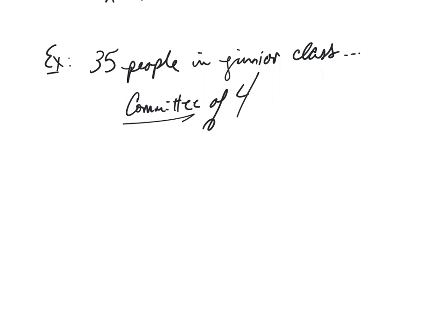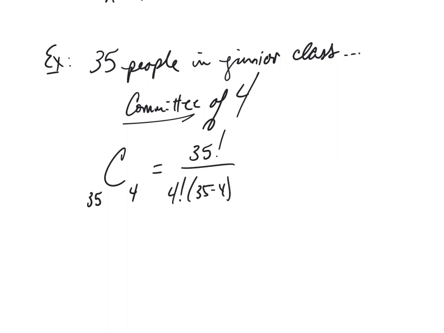Well, with a committee, the order doesn't matter. It doesn't matter if you're first, second, third, or fourth. All of the people have the same responsibilities and power, so it doesn't matter. Therefore, we're going to call it a combination. So we'd be asking for the number of combinations of 35 people selected 4 at a time. Using the formula, that would be 35 factorial divided by 4 factorial times 35 minus 4 factorial. And if we do the subtraction, 35 minus 4 is 31. It then becomes 35 factorial divided by 4 factorial, 31 factorial.